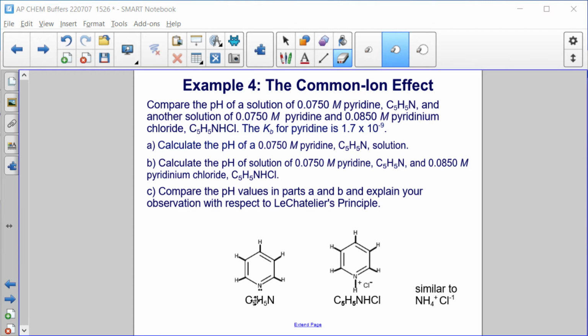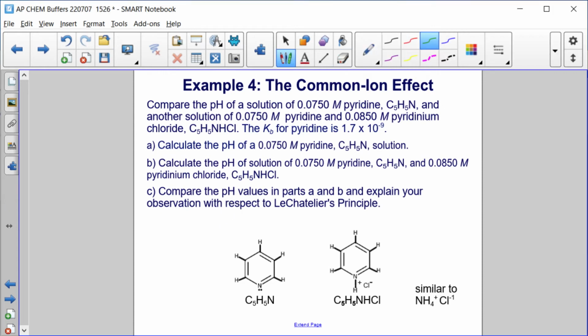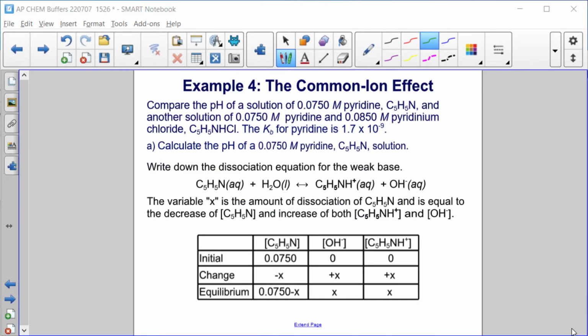And I want to show you, this is pyridine, C5H5N, and pyridinium chloride, C5H5NHCl. This is similar to ammonium, if this was NH3, and ammonium chloride. All right, so I've written down the dissociation equation for the weak base, pyridine, in water. We get C5H5NH plus and hydroxide.